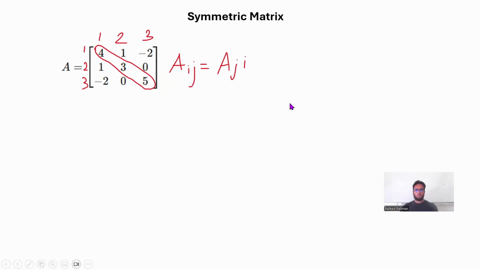So if you transpose a symmetric matrix, you are going to get back the same matrix. Transposition means you are making the rows the columns. So this row has become the column of this matrix. Second row became second column, and so on and so forth.